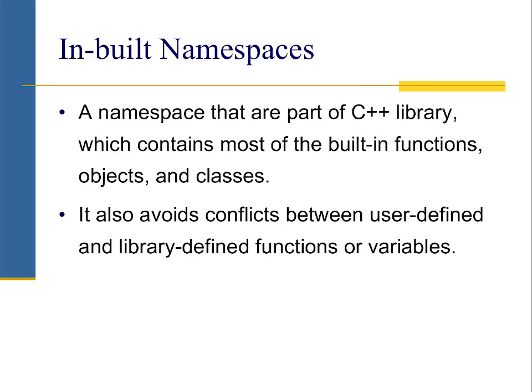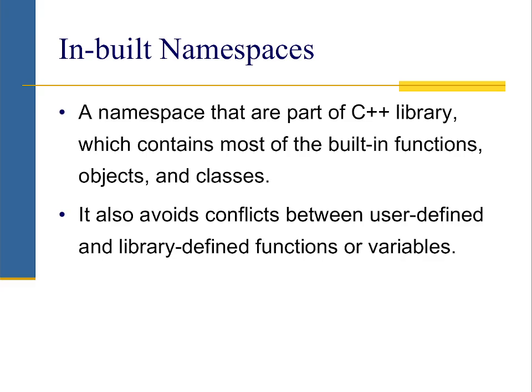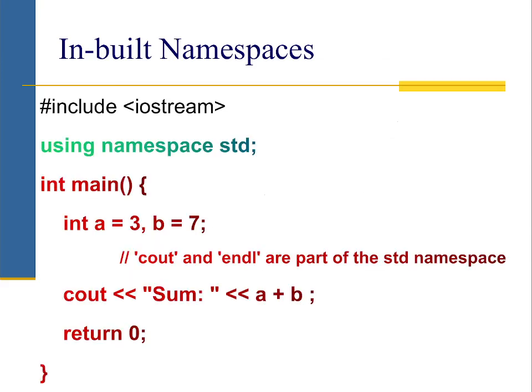The inbuilt namespace is a namespace that is part of the C++ library, which contains most of the built-in functions, objects, and classes. It also avoids conflicts between user-defined and library-defined functions or variables. The std namespace is part of the standard library, which contains most of the standard functions, objects, and classes like cin, cout, vector, etc. For inbuilt namespaces, here we are looking at namespace std.